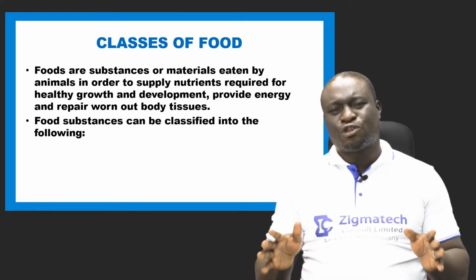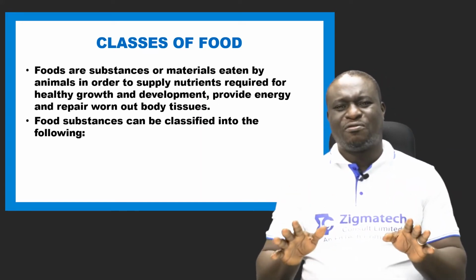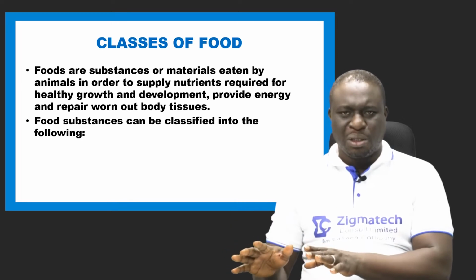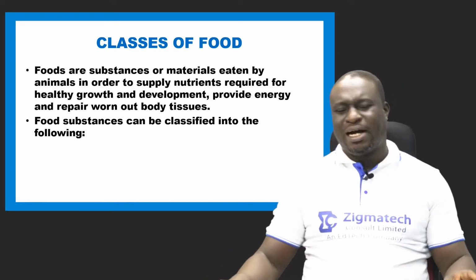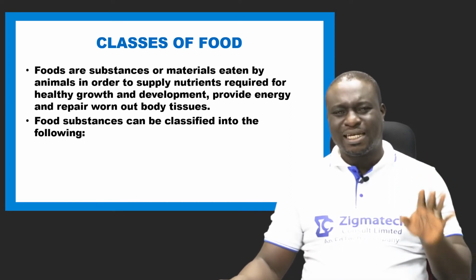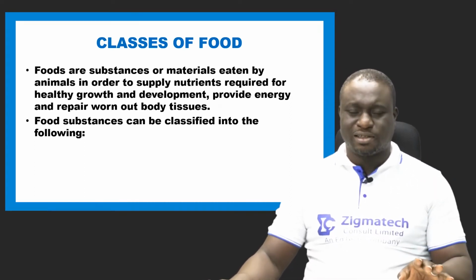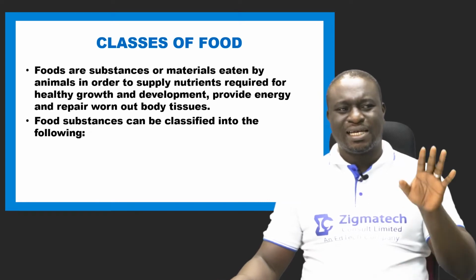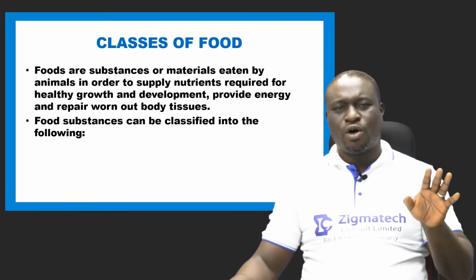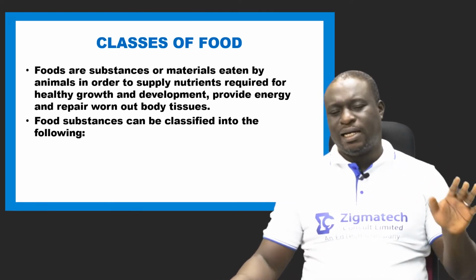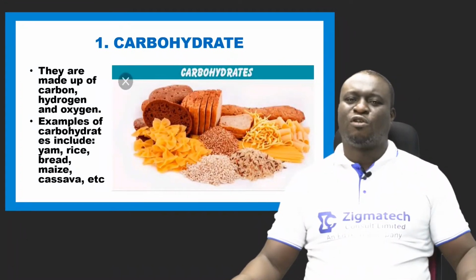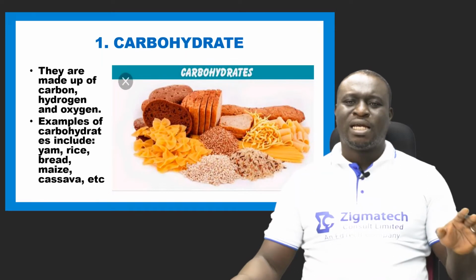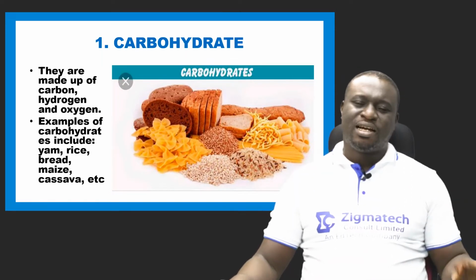Now, these food substances can be classified into several groups. We call these the classes of food. Basically, we have about 7 classes of food and not 6. So we will be looking at 7 classes of food. Let's start with the first one. The first class of food we're going to look at is carbohydrates.